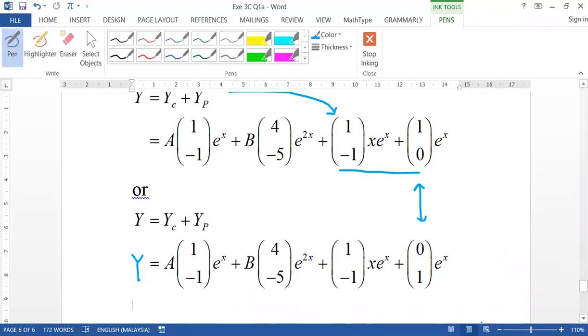For the general solution, you may have a variety of answers. But if you plug in the initial condition, your a, b will have different values, depending on the coefficients of your v1, v2. But you expand to get your y1, y2. Lastly, the particular integral, you should have the same answer. But in the general solution, you can have a variation of answers. This is from exercise 3C question 1A.